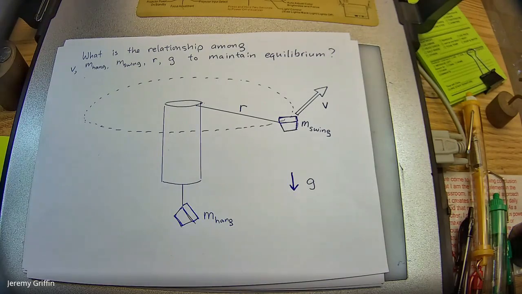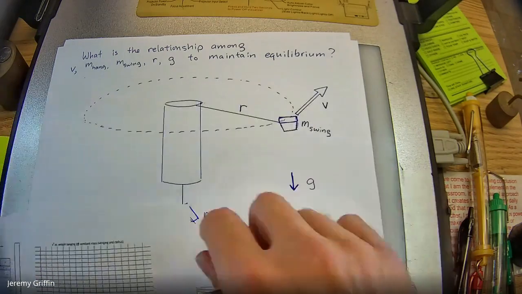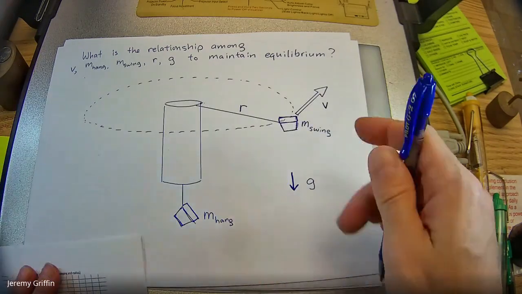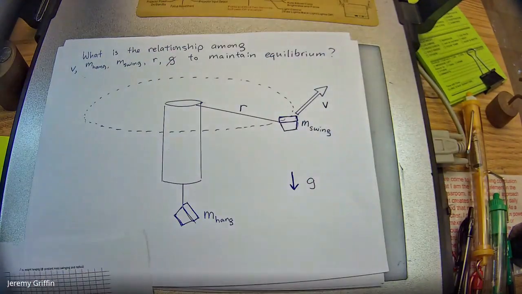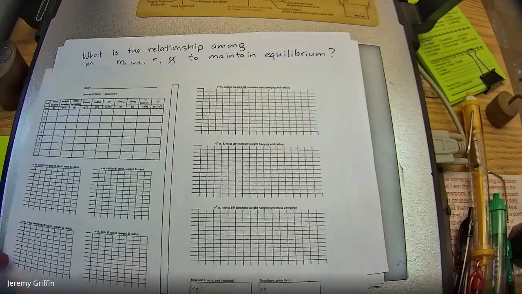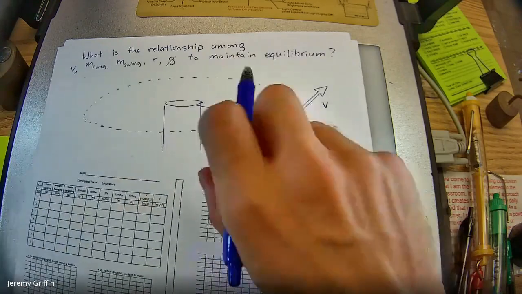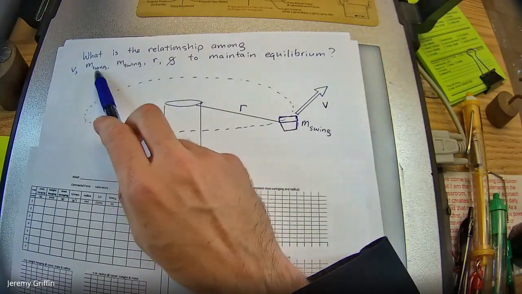Right. So let's take a look at this lab page and see how we're going to make sense of it, because we've got a bunch of variables we're juggling. Well, g is a constant, so maybe I don't care so much about g. It's just going to be some constant for us. But other than that, I've got 4 variables.